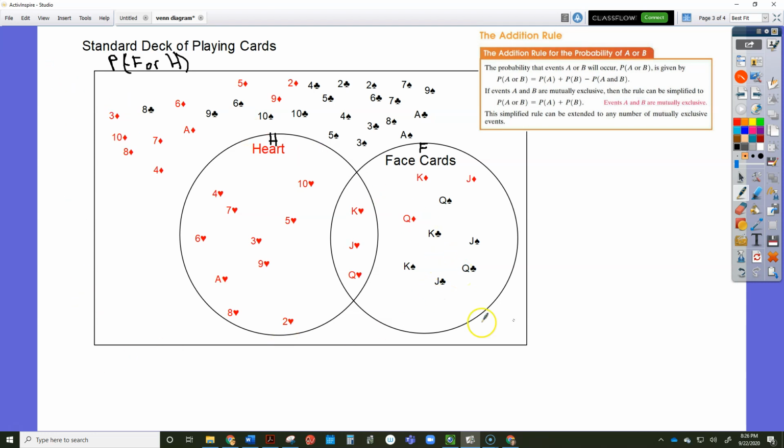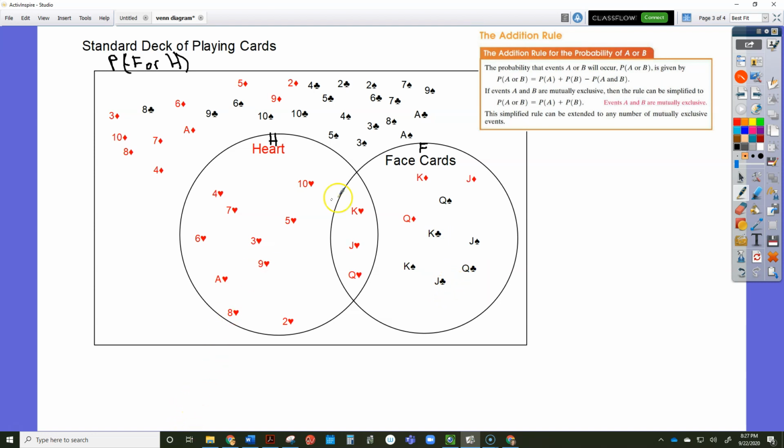So here's my sample space right here. It has 52 of the cards in it. All 52 cards are there. And in the heart circle, I have listed all of the hearts. The ace, 2, 3, 4, 5, 6, 7, 8, 9, 10, Jack, King, Queen. And over here in the face cards, I've pulled all the face cards. Jack, Queen, King of Hearts, Jack, King, Queen of Diamonds, Jack, Queen, King of Spades, and Jack, Queen, King of Clubs. So I've got all the face cards in there.